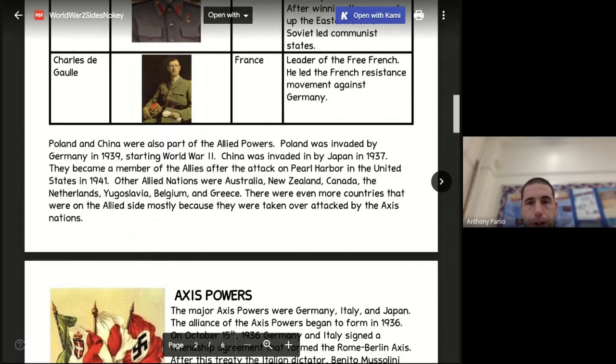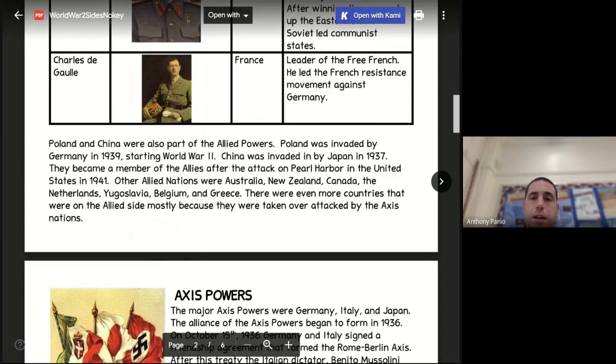Okay, Poland and China were also a part of the Allied powers. Poland was first invaded by Germany in 1939, which officially started World War II. We'll talk more about it after break. China was invaded by Japan in 1937. They became a member of the Allies after the attack on Pearl Harbor in the United States in 1941.